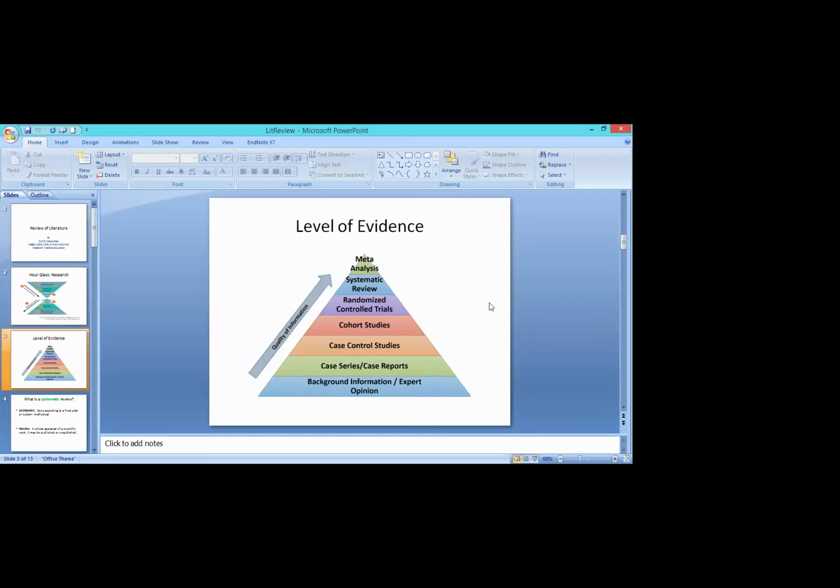The level of evidence. We have been through the level of evidence, and we know that the best level of evidence is meta-analysis, right? Meta-analysis. However, there are certain other levels of evidence too. After meta-analysis, we always prefer to have systematic reviews. We have randomized control trials, cohort studies, case control studies, case series, case reports, background information, and the last thing that contributes to the level of evidence is expert opinion.